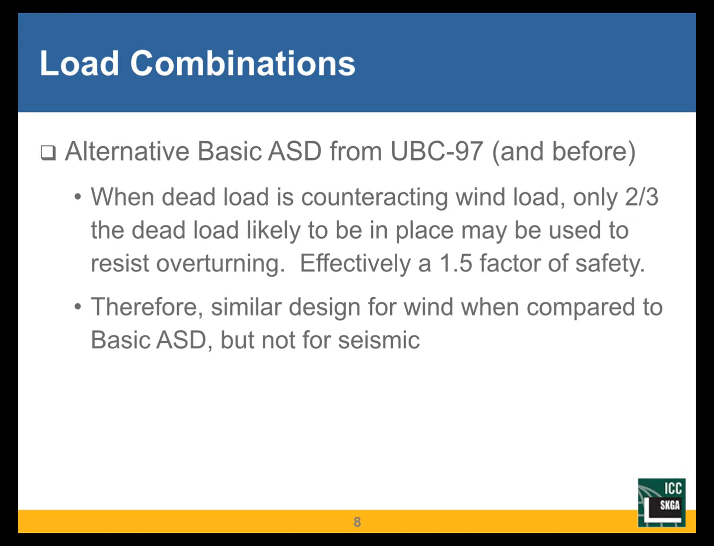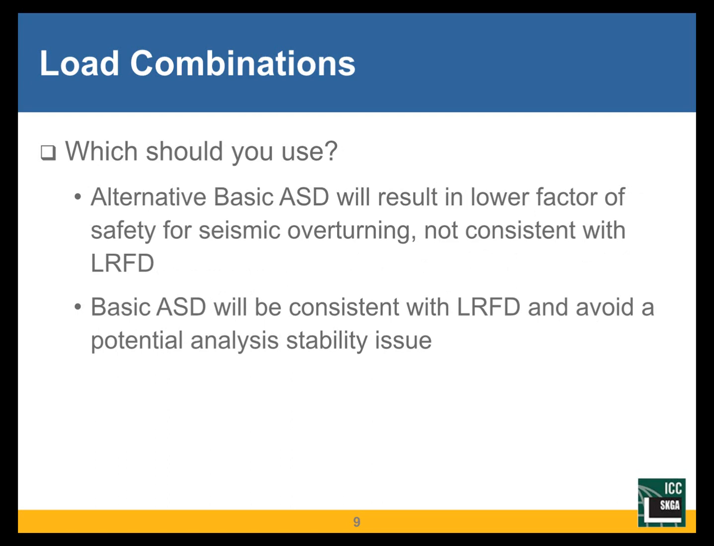A few more notes on the alternative basic ASD is that when dead load is counteracting wind load, only 2/3 of that dead load likely to be in place can be used to resist overturning, which effectively forces a factor of safety of 1.5. Therefore, for wind compared to basic ASD, it's relatively similar. It's not so similar for seismic. So the question is, therefore, which should you use? The alternative basic ASD will result in a lower factor of safety for seismic overturning, and it won't be consistent with LRFD. That's the fundamental problem: if you are doing an analysis at alternative basic ASD and then scale up to LRFD for design of your concrete elements, you could actually get something that becomes unstable on the LRFD load case. Therefore, the basic ASD will be more consistent with the LRFD evaluation, and that should avoid a potential analysis stability issue.